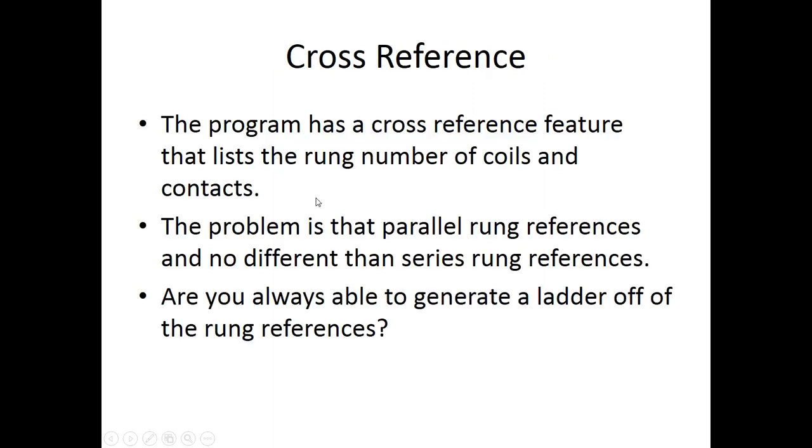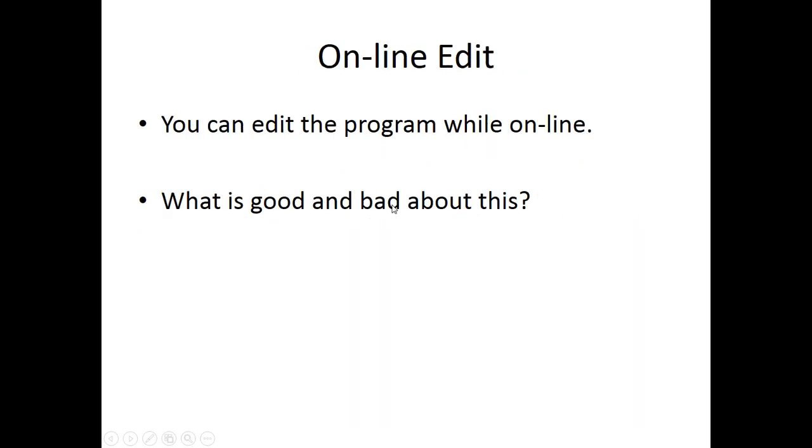We did some cross-referencing. The program has a cross-reference feature that lists the rung numbers of the coils and contacts, which is great for troubleshooting. The problem is that the rung references don't really indicate whether a contact is in series or parallel. So you can't really reverse engineer a program based on the cross-reference, because it doesn't tell you if it's in series or parallel. In 131, every rung got a number. In PLC ladder here, the parallel rungs don't get their own rung number. So that's the problem there. We did an online edit.